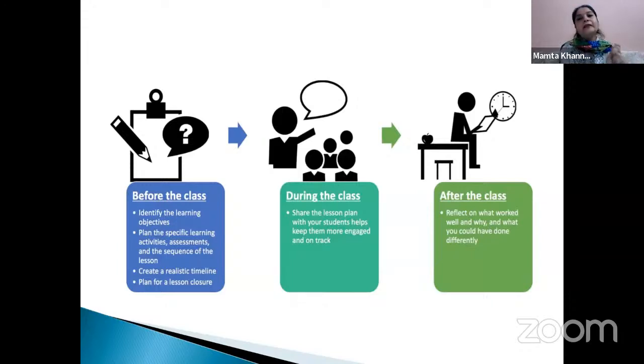Today in this session, I will be dealing more with before the class, and I'll be touching a little bit on during the class and after the class sections also. But my focus will be on the first topic, which is before the class, because the topic today is lesson designing, and lesson designing is always done before the class.